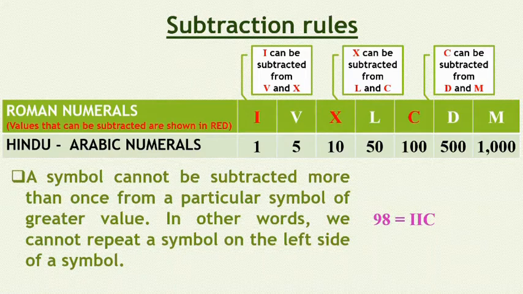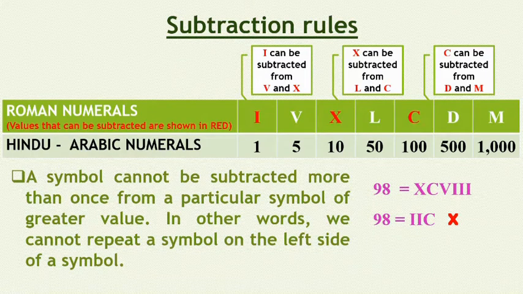Now, we will see whether this equation for 98 is correct or wrong. 98 equals IIC. It is wrong because I can only be subtracted from V and X. I cannot be subtracted from C. So it is wrong. 98 equals XCVIII.